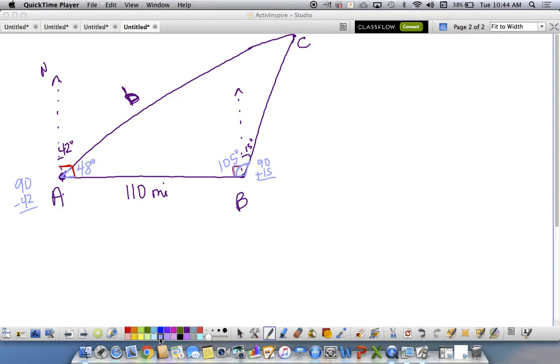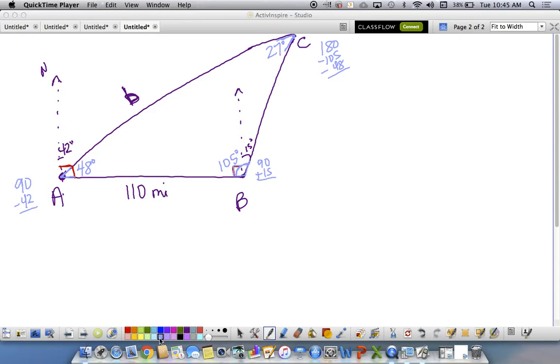Well, if I have those two angles, could I go ahead and find the last angle up here, angle C? Of course you can. So we're going to take 180 minus 105 and minus 48. That should give me a pretty small angle. I think it is 27 degrees. Okay, 27 degrees.